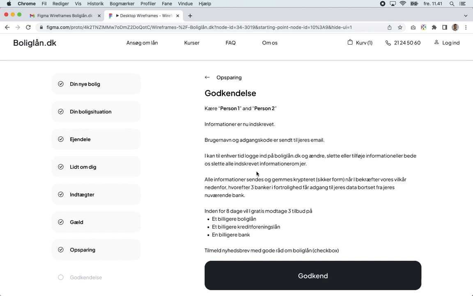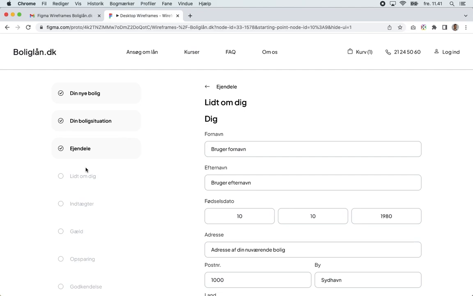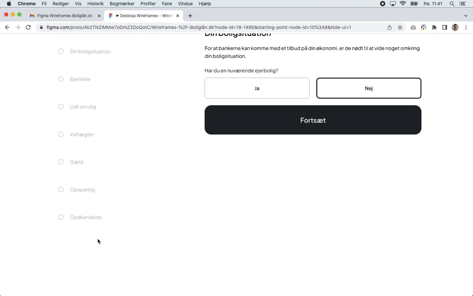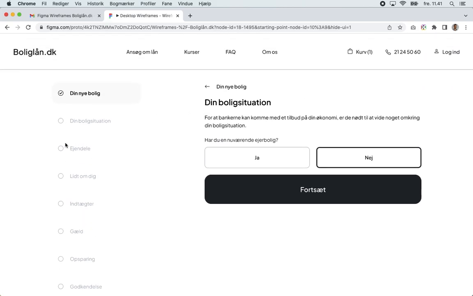Did you notice the steps? You know what I didn't notice? That I can actually go back and change them. Now I have to start all over.